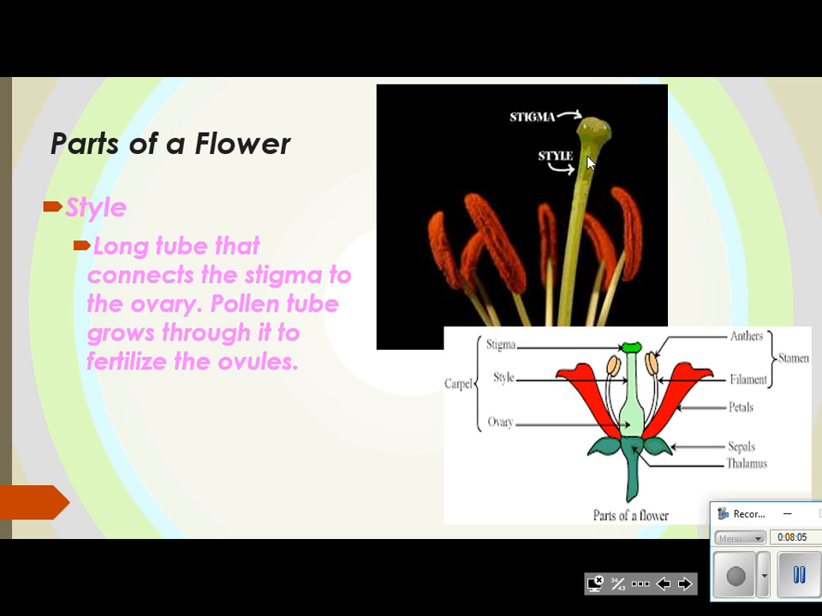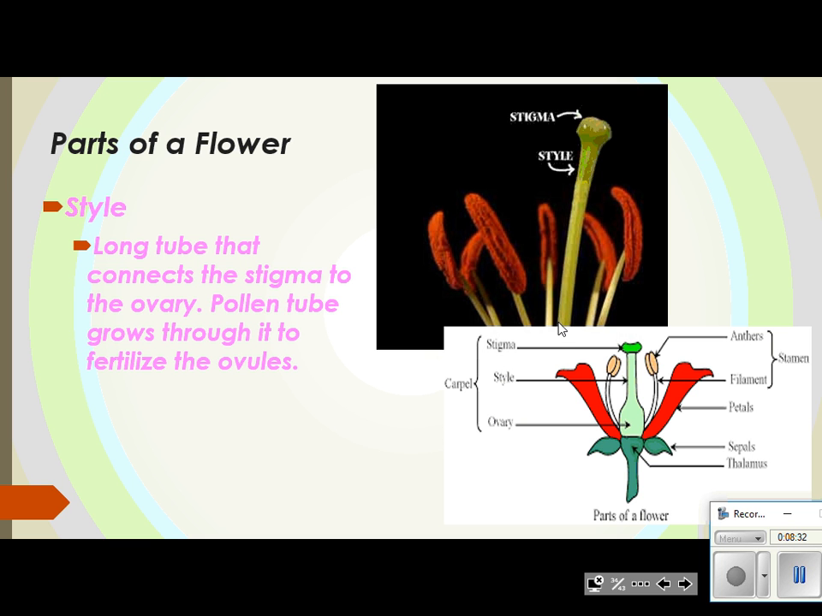Now, what happens is, we said right here that the stigma is in charge. It's a sticky thing where the pollens get stuck. What happens then is something that we call a pollen tube starts to grow, and this pollen tube grows all the way down this style. Okay? So the pollen tube grows all the way down the style.